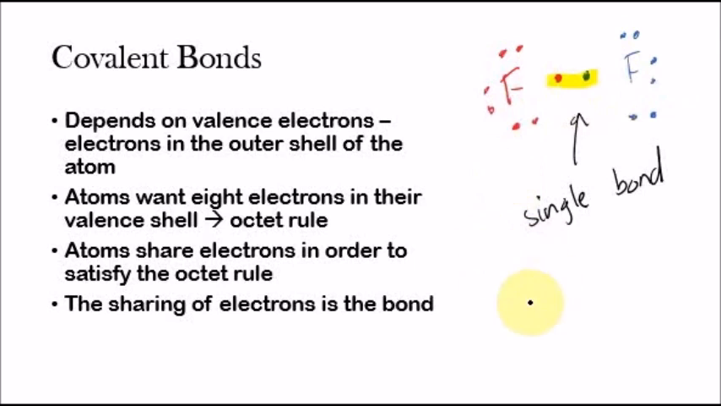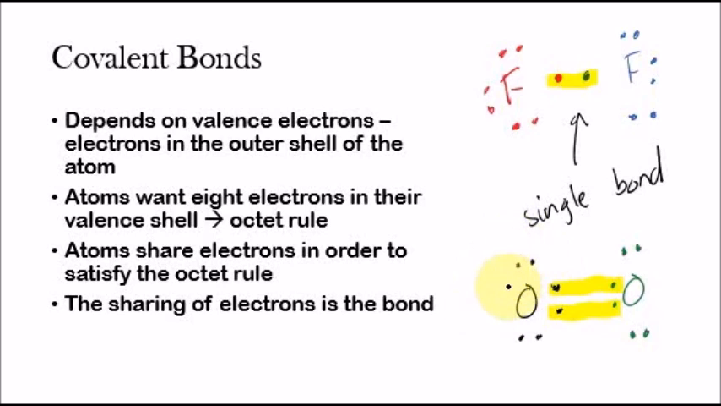Now, oxygen can also do this. Oxygen has 6 valence electrons, and then let's say there's another oxygen atom right here. Let me draw that with a different color. And that oxygen atom also has 6 valence electrons. So what happens is that each oxygen atom will contribute 2 electrons for sharing, and then there will be 1 bond right here, and then another bond right here. And now each oxygen atom has 8 electrons in its valence shell.